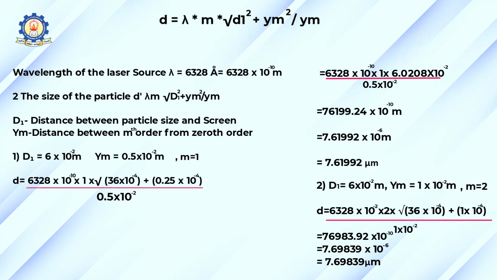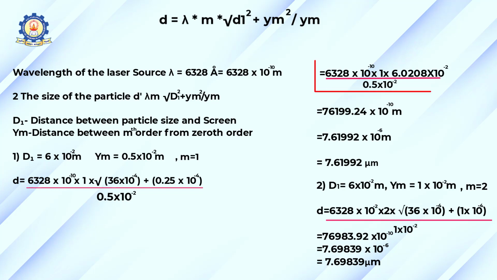If you convert that to meter, it will be 36 into 10 power minus 4 meter. Then we have to add these two values, ym square plus d1 square, and take the square root of that. It will be 6.0208. Then substituting these values in the formula, the size of the particle d equals lambda into m into square root of d1 square plus ym square, divided by ym.